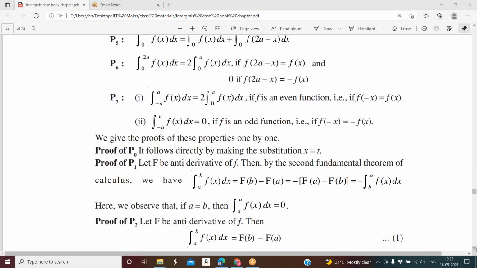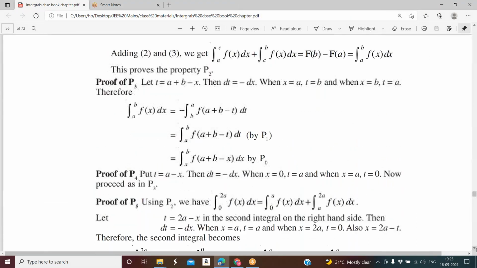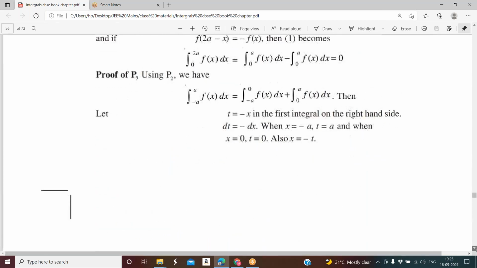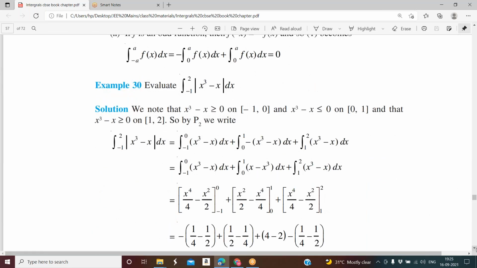Proofs are not required. You can go through the properties. You can solve problems based on the properties.